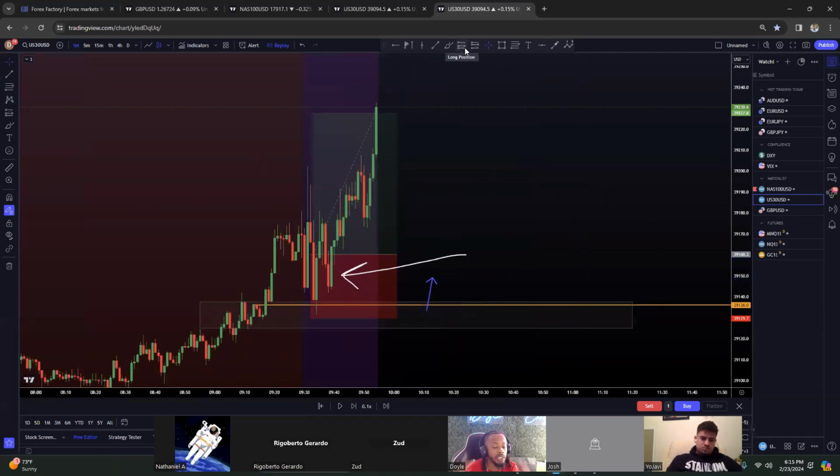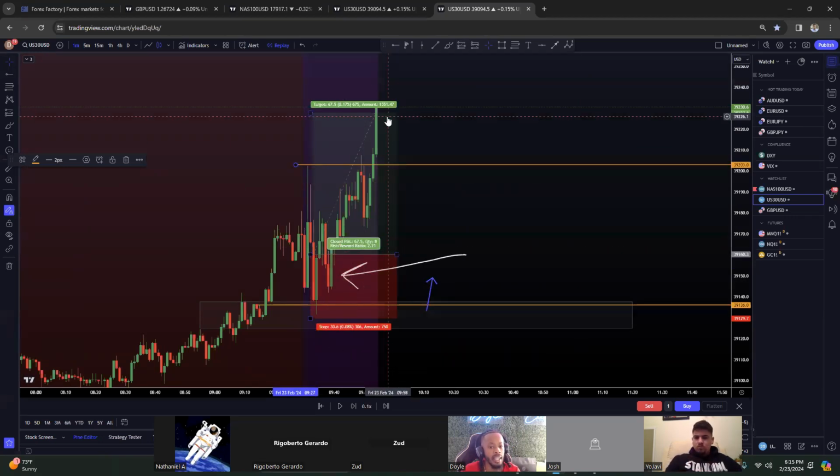Now, how I managed this trade was a little bit differently. I did close partials once we got up in this area. Once we broke above this area, I closed partials, and then I had one position running, and then I let it hit for 1 and 2. Y'all gonna see that as well.